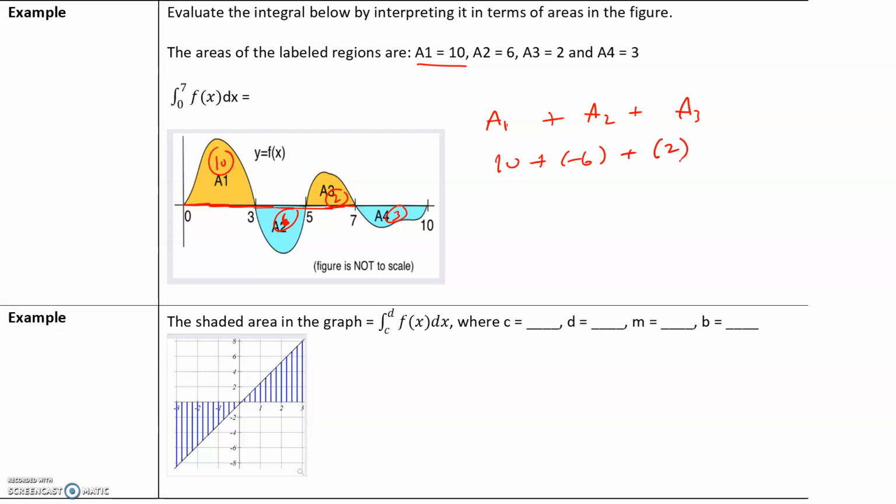So from 0 to 7, the integral of f of x is going to be 10 plus -6, which is 4. 4 plus 2 is going to be 6. 10 minus 6, which is 4. 4 plus 2 is 6.